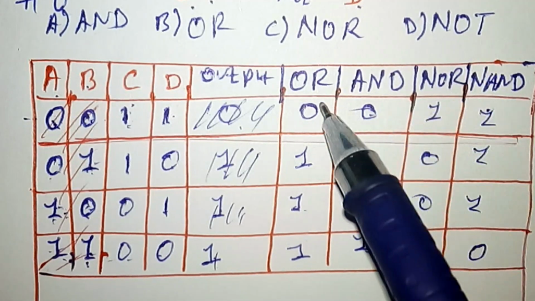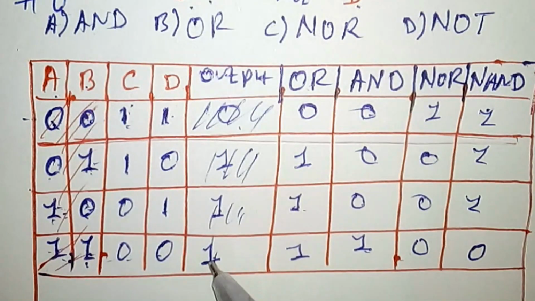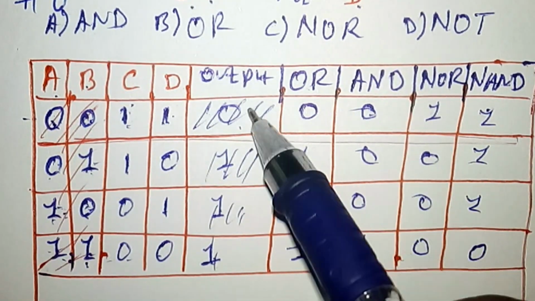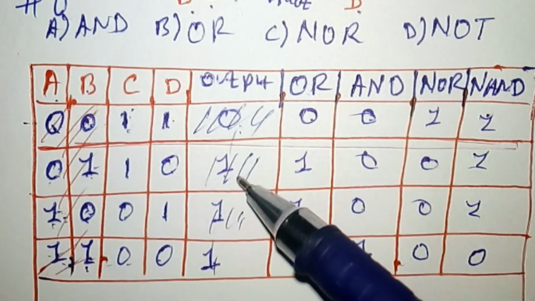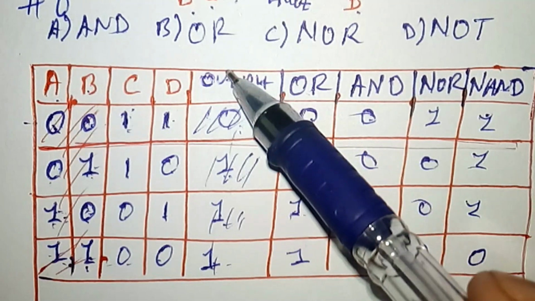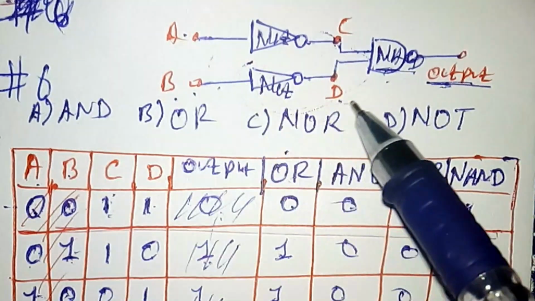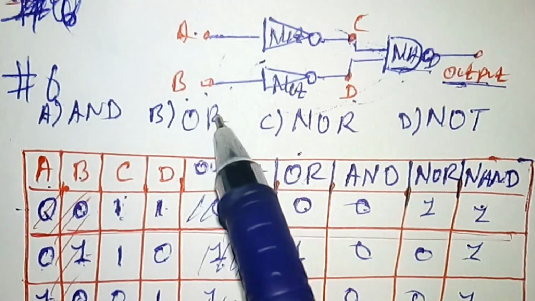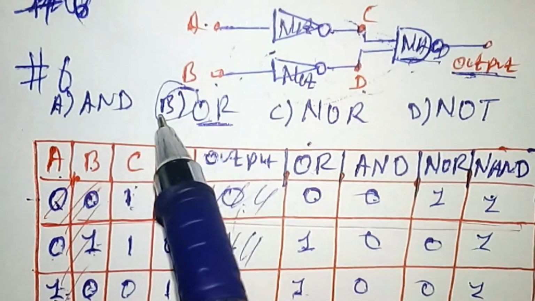But if we consider OR, AND, NOR and NAND with our output, which one is equivalent to the output? Easily we can see that here we have 0, 1, 1, 1. So the output is equal to the OR gate. So our circuit, the combination of the logic gates, is equal to the OR gate. So the correct answer is alternative B.